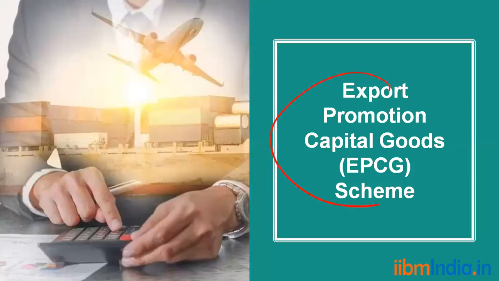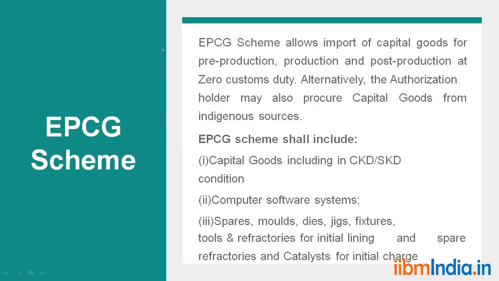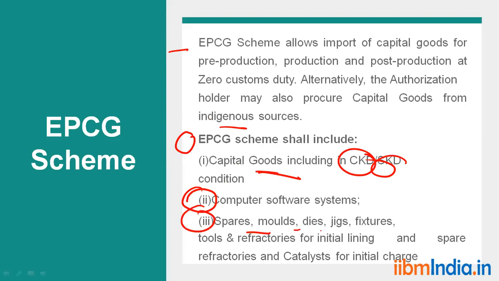Now, export promotion capital goods scheme, EPCG scheme, most important thing, EPCG scheme. EPCG scheme allows import of capital goods for pre-production and post-production at zero customs duty. Alternatively, the authorization holder may also procure capital goods from indigenous sources. EPCG scheme shall include capital goods including CKD and SKD conditions, computer software system, spares, mold, die, jigs, fixtures, tools and refractories, or initial lining and spare refractories and catalyst for initial charges.